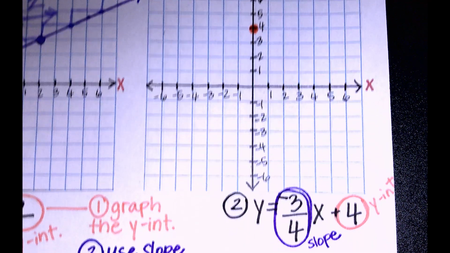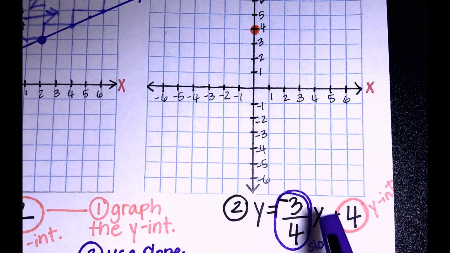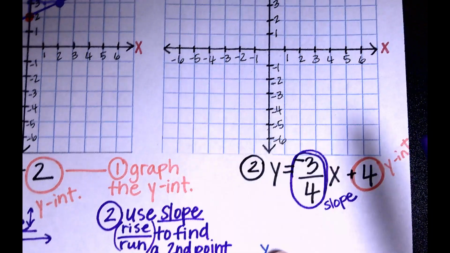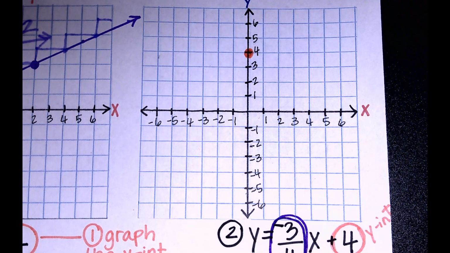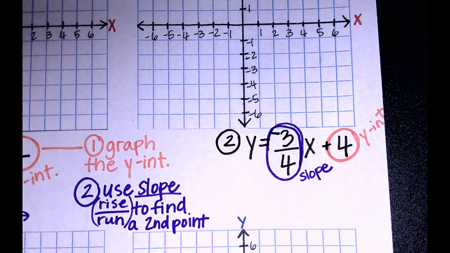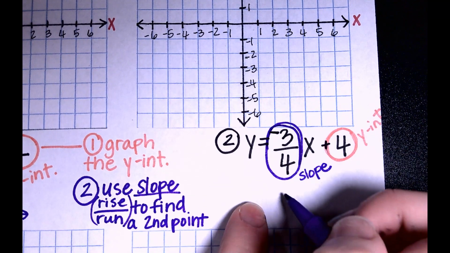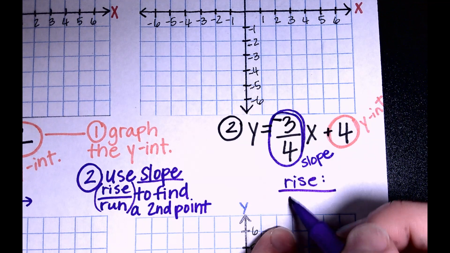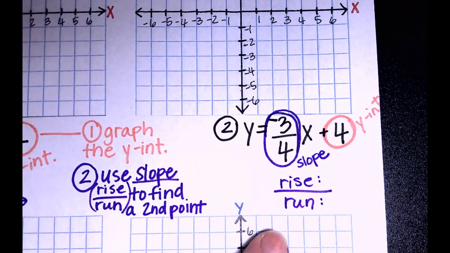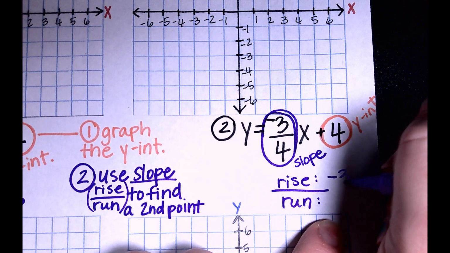Now, adding a negative number into my slope makes things a little bit different. Our slope is what we use to find the second point. I'll start from 4 and I'll do my rise and my run. But now I have a -3. Say it again. Yes, yes. So I'm going to write down here rise and then run. And since my slope is -3 over 4, that means my rise is -3.